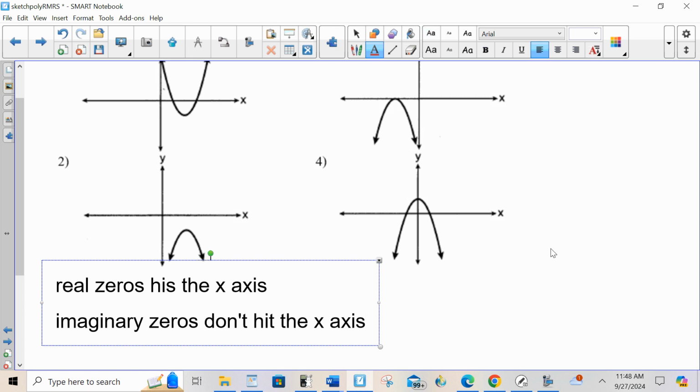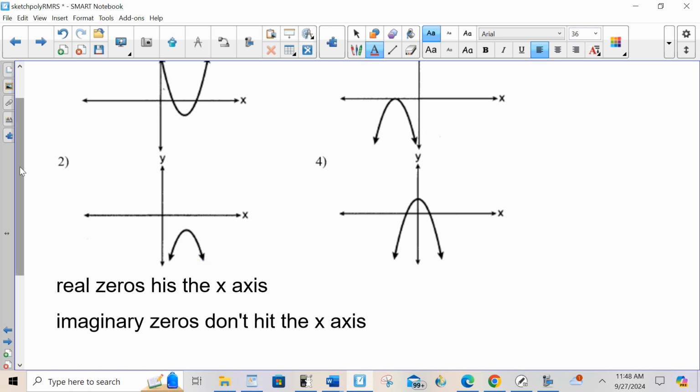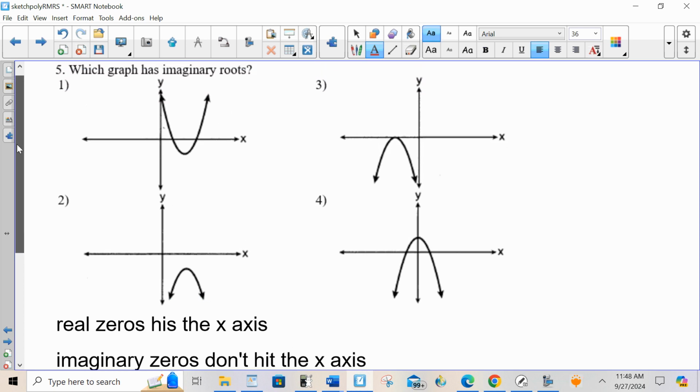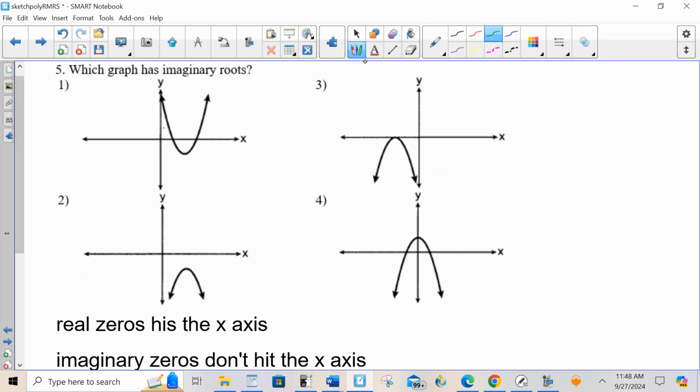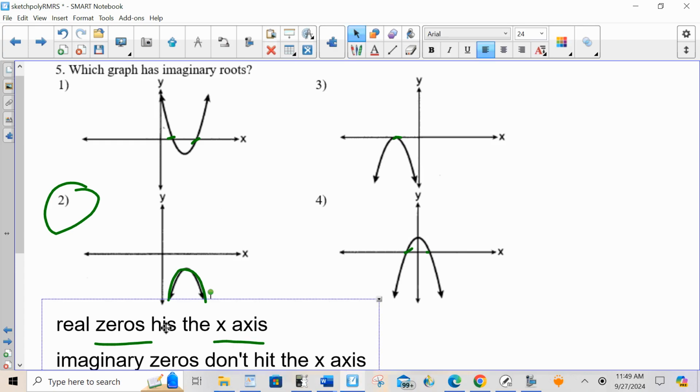So it wants to know which of these has imaginary roots or imaginary zeros. So imaginary zeros don't hit the x-axis. This one does not hit the x-axis. This hits there and there. This hits there. This hits there and there. For another question coming up, this song also applies. Understand that the zeros are where the graph hits the x-axis. All right, let's move on.